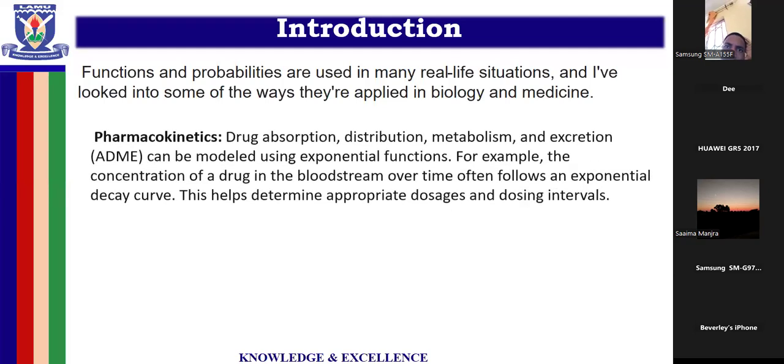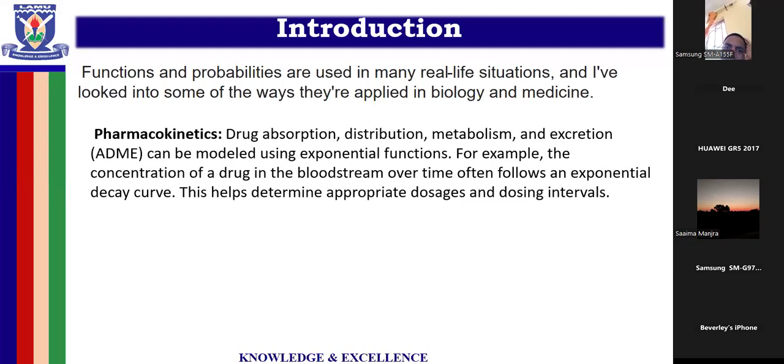So pharmacokinetics. A lot of us might be wondering, what exactly is pharmacokinetics? Pharmacokinetics is the study of how the body responds or reacts to administered substances. So we have drug absorption, distribution, metabolism, and excretion. It can be abbreviated by ADME. It can be modeled using exponential functions. For example, the concentration of a drug in the bloodstream over time often follows an exponential decay curve. This helps determine appropriate dosages and dosing intervals.